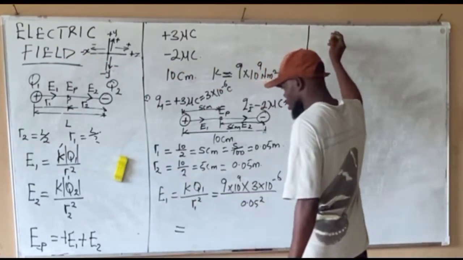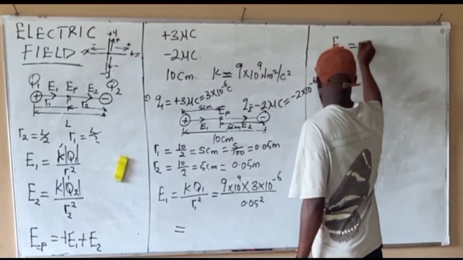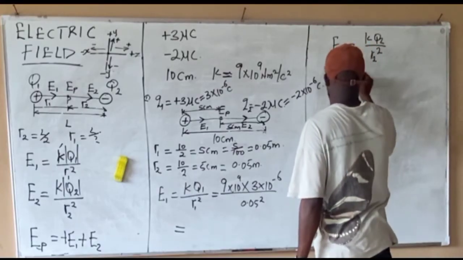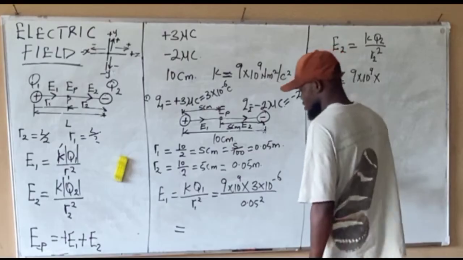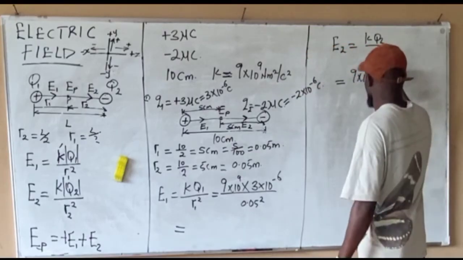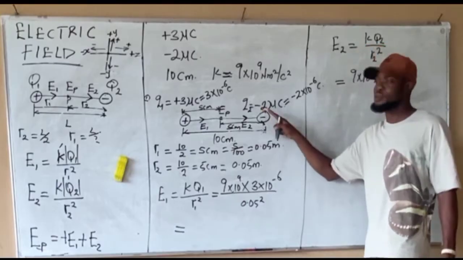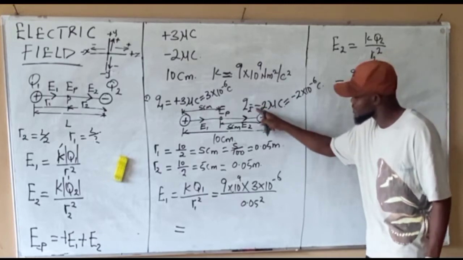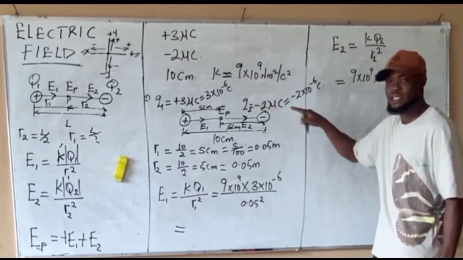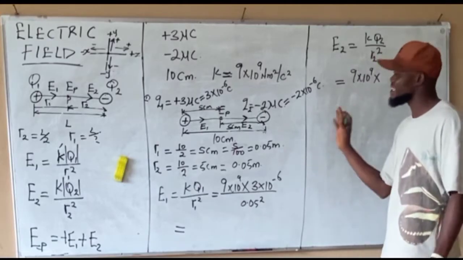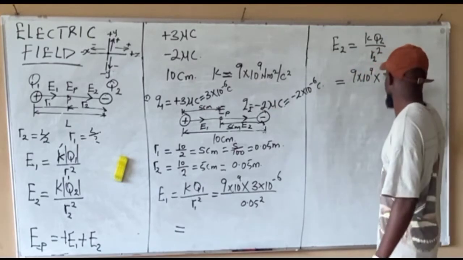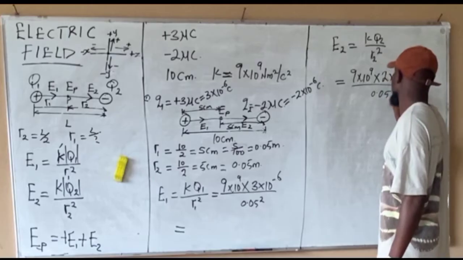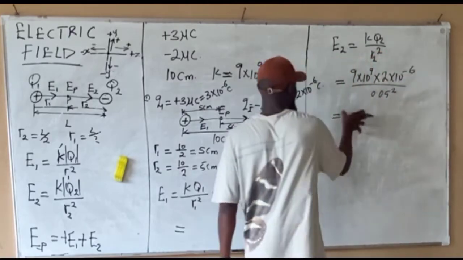Then our E2 will be KQ2 over R2 square. This will give us 9 times 10 raised to the power 9 times Q2, which is minus 2. Remember I told you if you want to apply this formula, just omit the sign and pick the value, the magnitude, the size of the charge only. Don't use the sign. So we're going to have 2 times 10 to the power minus 6 over the distance 0.05 squared. If you use your calculator to run this, you're going to have the answer.